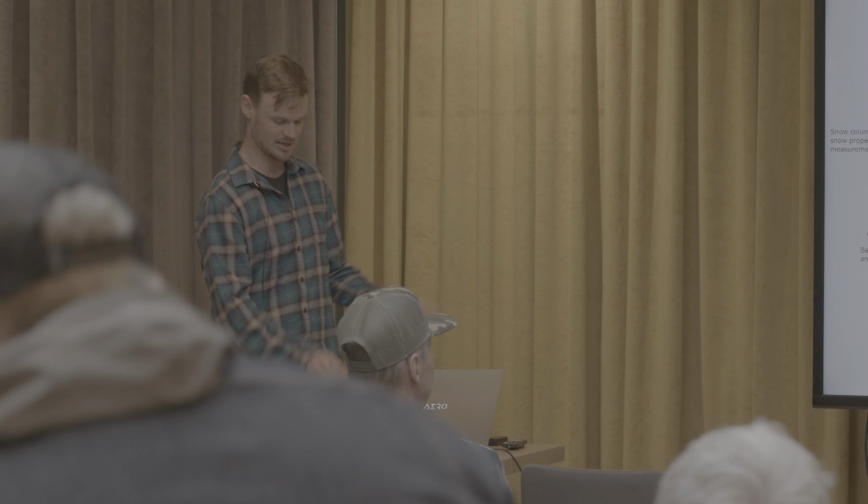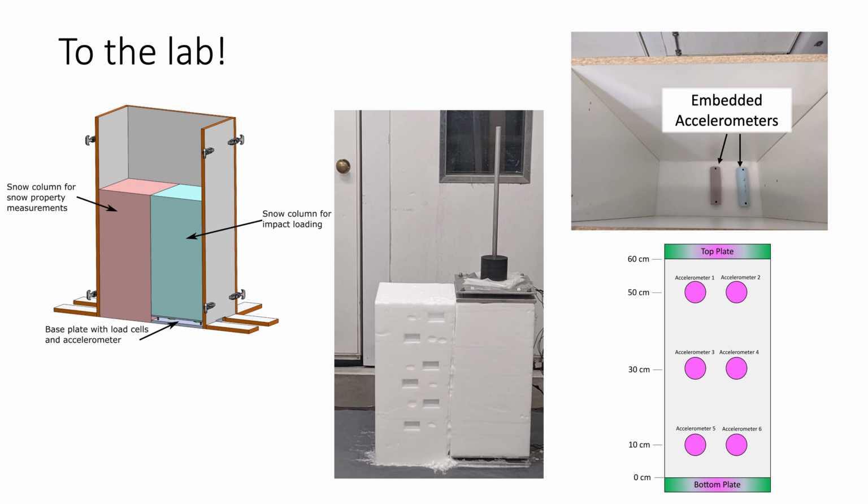So as I'm sifting the column, I'm laying down these accelerometers at 3 different heights. If the font's too small, we're at 10 centimeters, 30 centimeters, and 50 centimeters, and have 2 of them side by side. So those are the measurements within the snow, measuring acceleration.